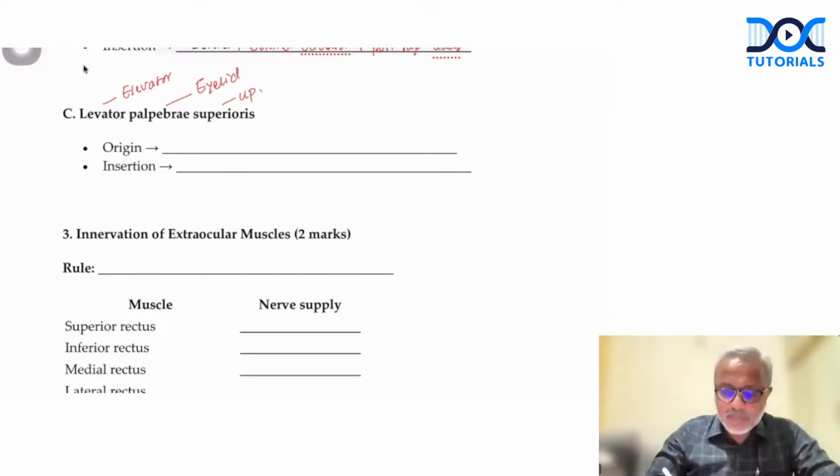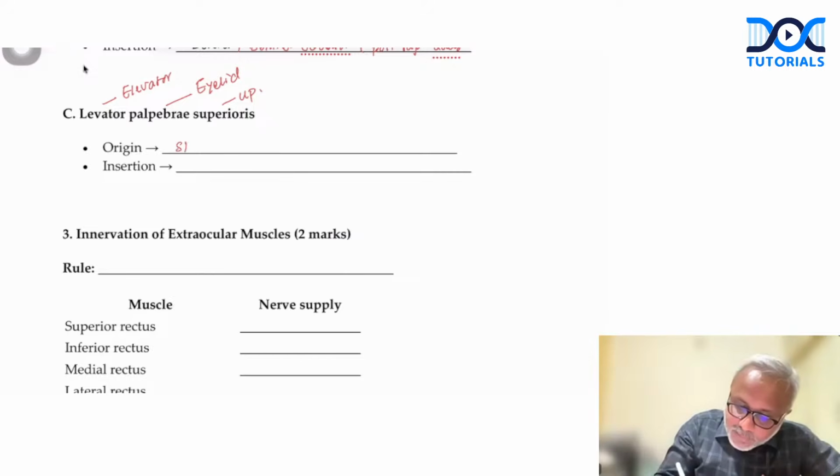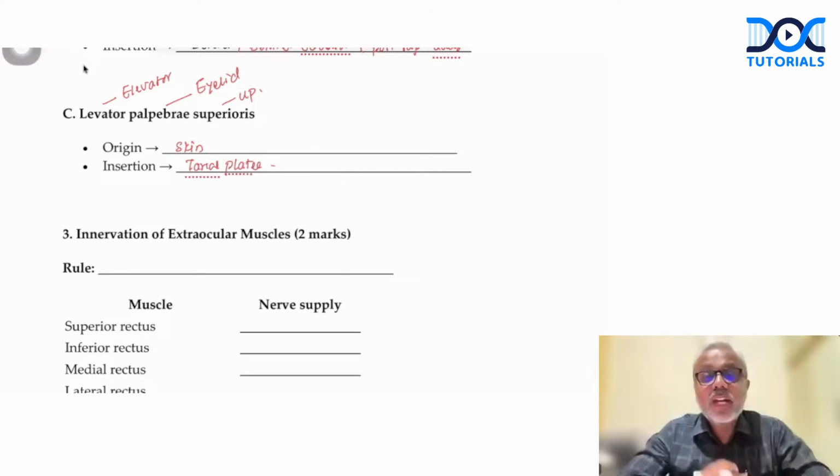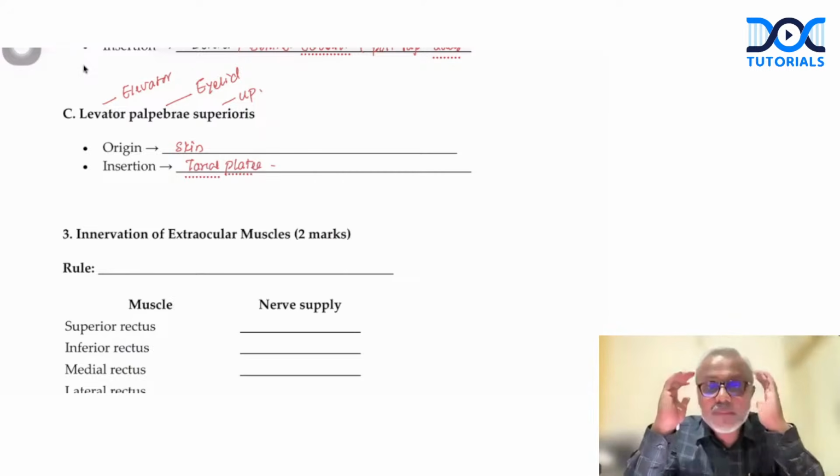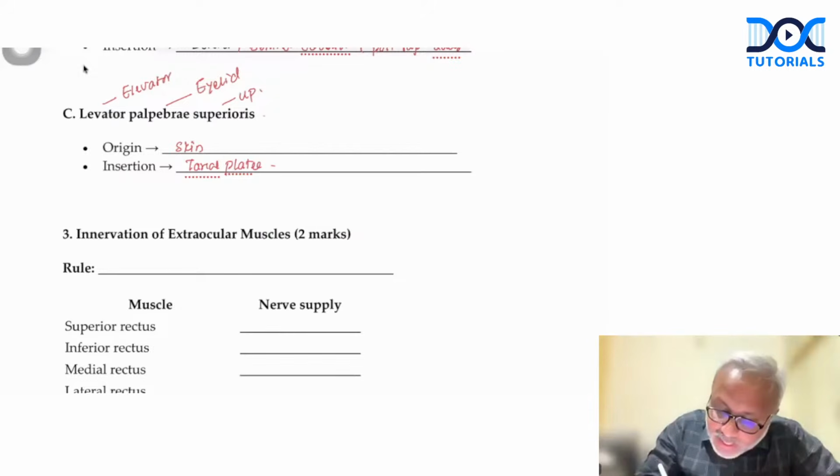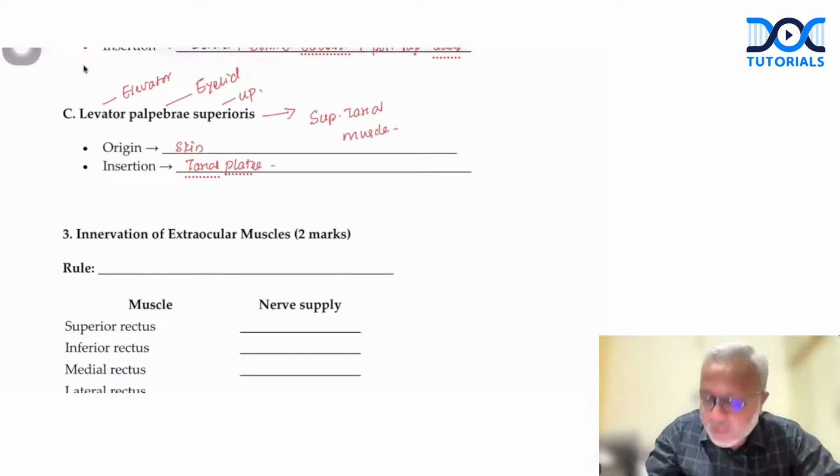Fine. So remember the levator palpebrae superioris, right? This muscle arises from the skin, gets inserted to the tarsal plates of the eyeball, right? Bringing about the elevation of the eyelid. Apart from this, remember, levator palpebrae superioris gives rise to the superior tarsal muscle as well, right?